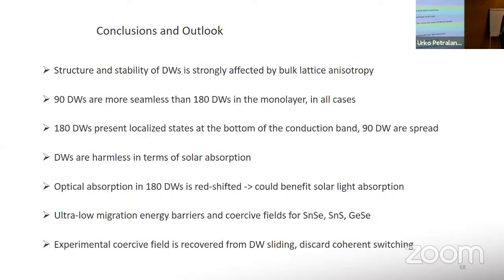Ultra low energy barriers for domain wall propagation, except for germanium sulfide, the most anisotropic material. But at least for experimentally existing materials, probably the proof that the polarization switching happens through domain wall propagation and not coherent switching.